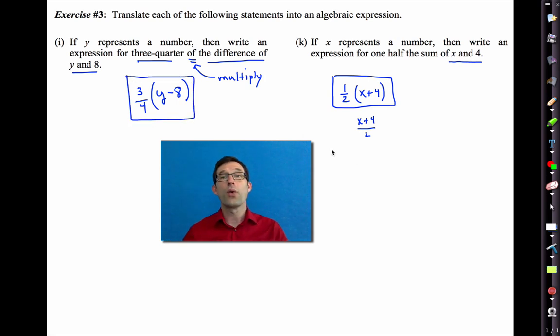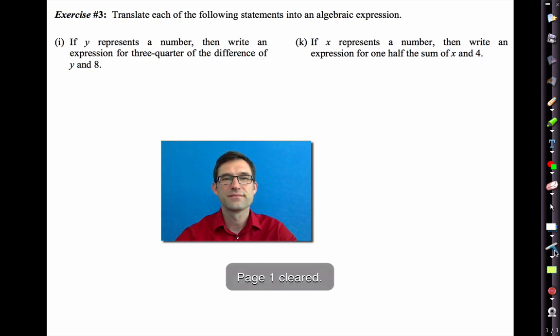All right, so watch for that word "of," right? Sometimes it means multiply, sometimes it doesn't, as in this situation, the sum of x and 4. All right, I'm going to be clearing out the text, so pause the video if you need to. All right, let's get rid of it. Moving on.